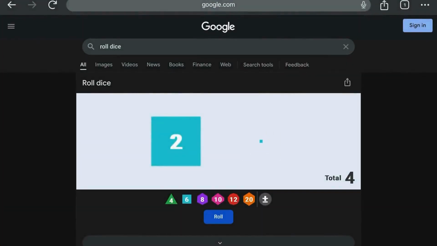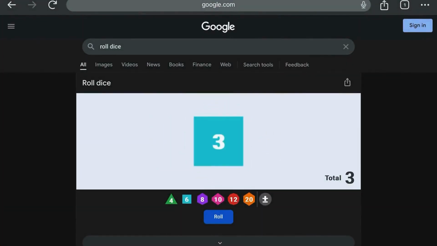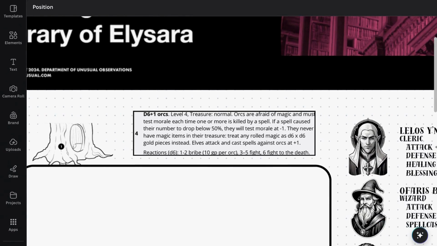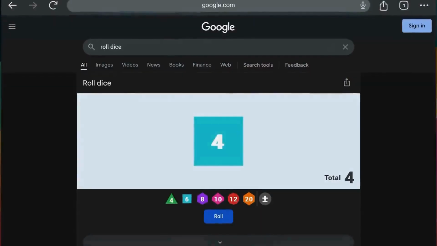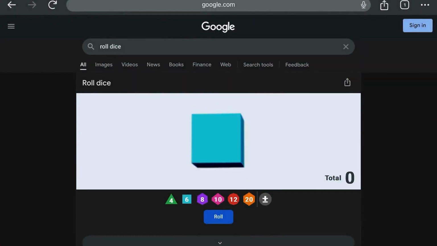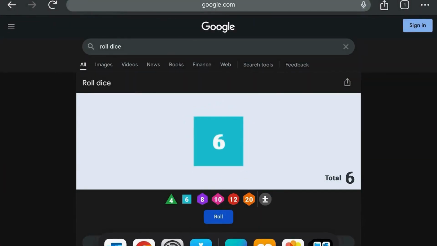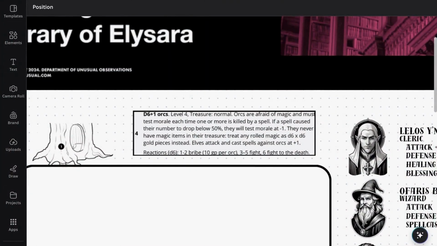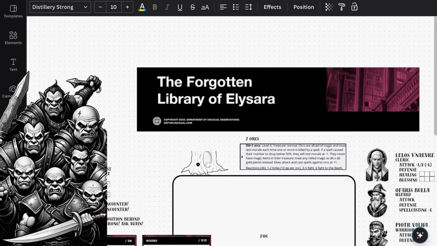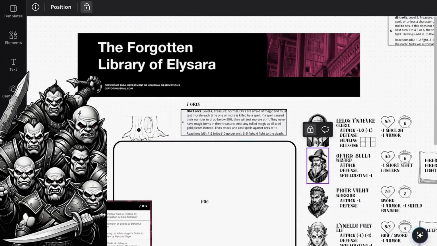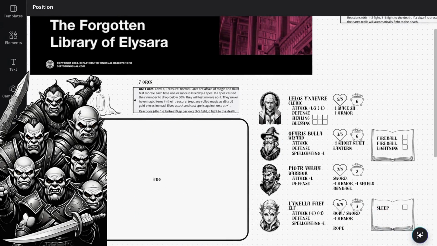Let's roll for Wandering Monsters in the same way. 3, it is minions again. 4. Okay, let's see what is the fourth minion. D6 plus 1 orcs. Let's see how many orcs attacking us. Oh, 6, okay. So we have 7 orcs. And this attack happens while Opharis tries to open the door and realizing he's not capable at all.